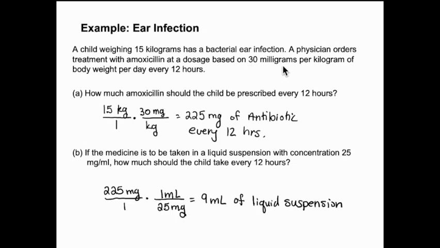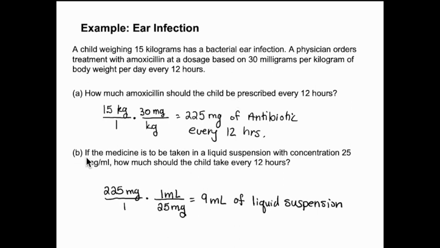So using our conversion factor, I want to get rid of kilograms and keep the milligrams because we're trying to figure out the amount of amoxicillin that the child is going to get. So for every kilogram of his body weight, he gets 30 milligrams of medication. So when we cross off the kilograms, we're going to take 15 times 30, and we're going to get 225 milligrams of the antibiotic, and that's going to be every 12 hours.